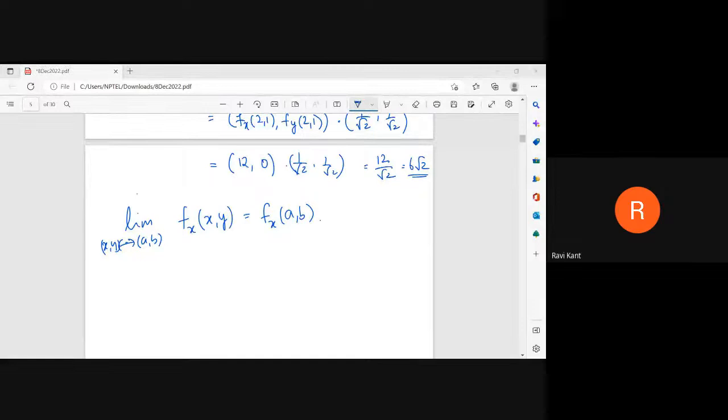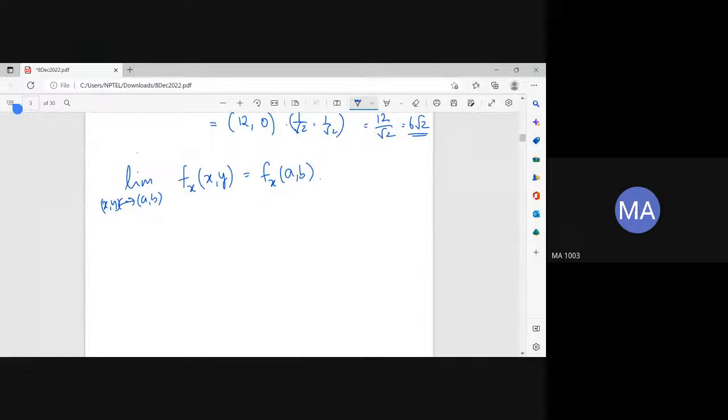Is there any doubts? Week 9? No, ma'am. Okay. So what is this direction of steepest descent, steepest ascent and all that? Maximum and minimum level, ma'am.